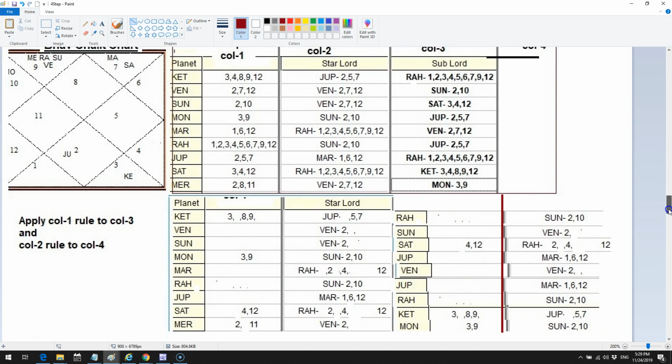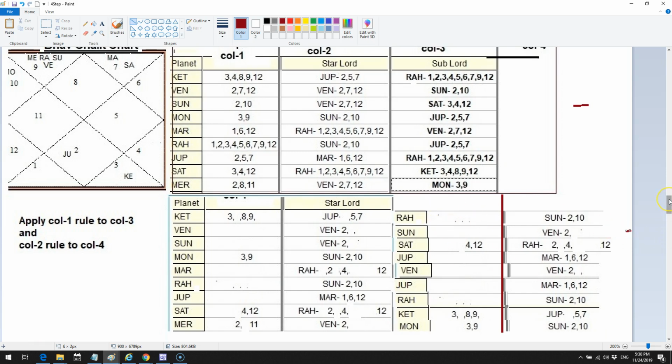And if you compare the signification of the planets from this table to this table, you see there is a drastic reduction. And so this is what the 4-step is trying to do. It is trying to eliminate what are called the tempters.